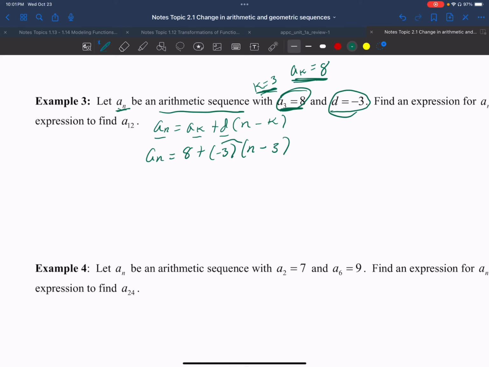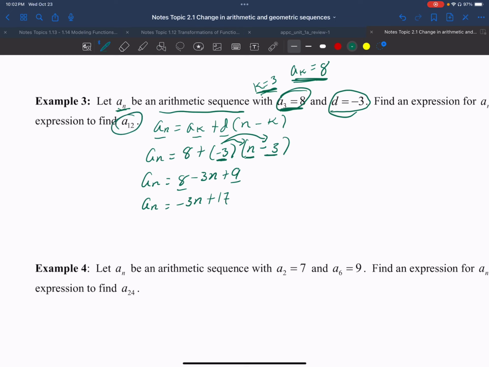I can simplify this equation a little bit. So a sub n equals 8. When I multiply negative 3 times n, I get negative 3n, and then negative 3 times negative 3 gives me positive 9. I can combine these two because they're like terms, and they're on the same side. So I know that a sub n is equal to negative 3n plus 17. After that, they want to find a sub 12.